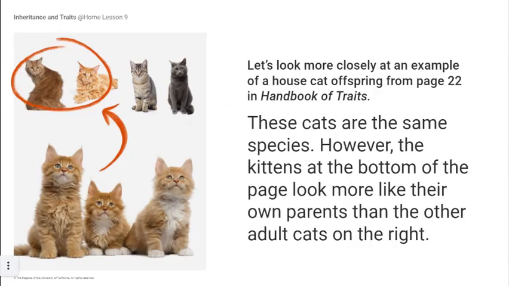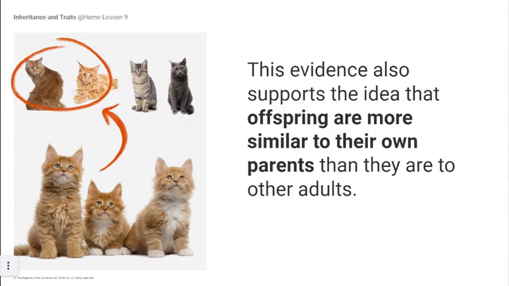Let's look more closely at an example of a house cat offspring from page 22 in the Handbook of Traits. It's this page right in front of us. These cats are the same species. However, the kittens at the bottom of the page look more like their own parents than the other adult cats on the right. I wonder why that is. This evidence also supports the idea that offspring are more similar to their own parents than they are to other adults.